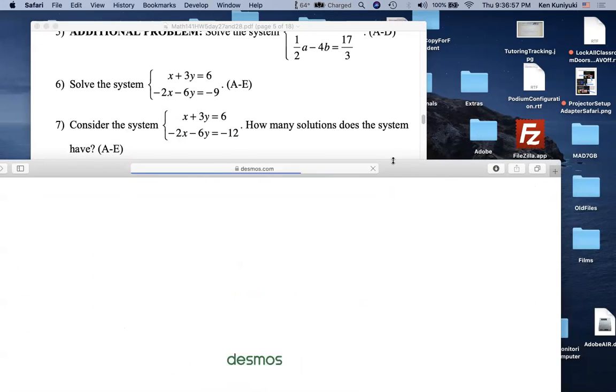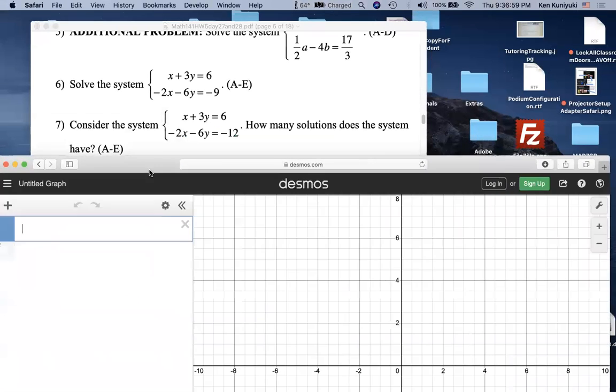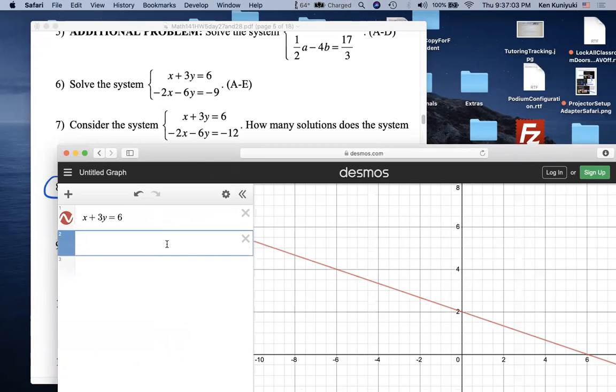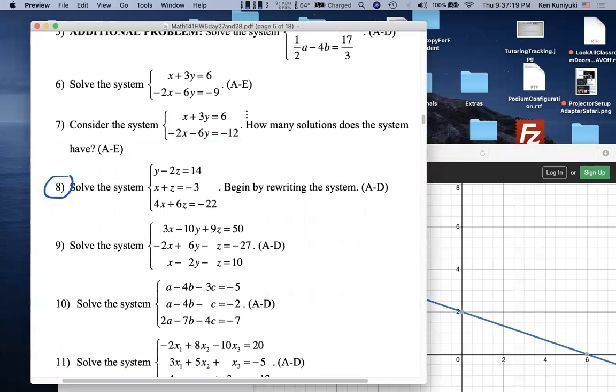x plus 3y equals 6. Negative 2x minus 6y equals negative 12. Yeah, it's the same line. Right. So you have infinitely many solutions, every point on the line, basically. Now let me show that on the tablet.